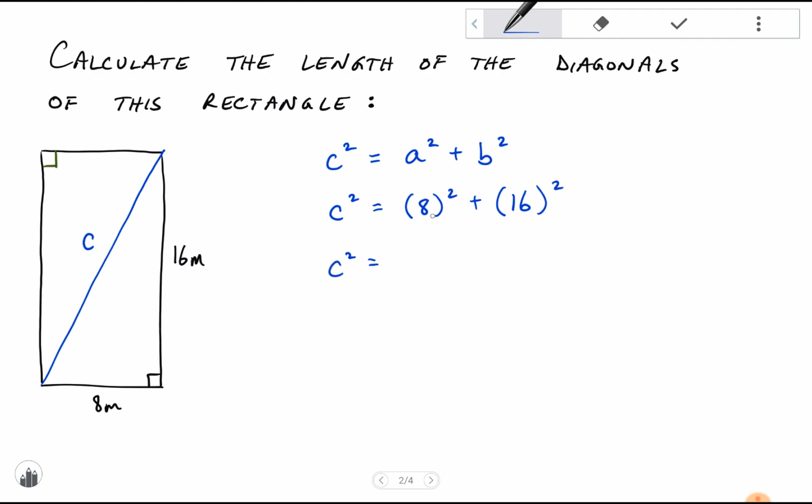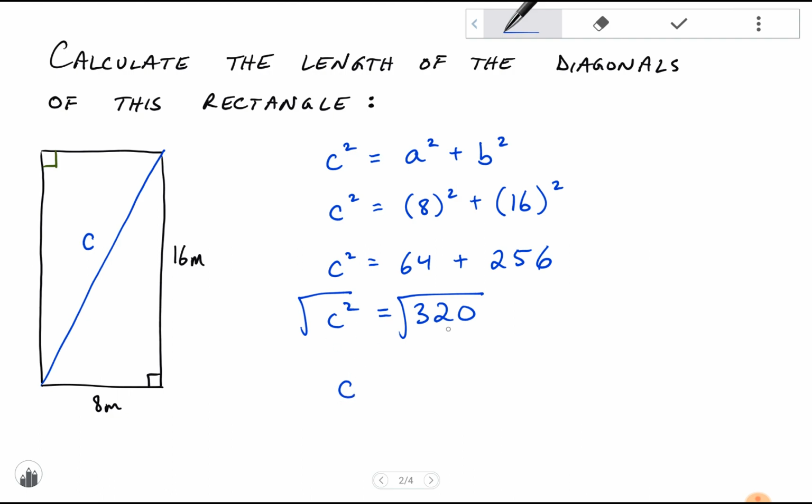So c squared, 8 squared is 64. And 16 squared is 256. So c squared is, we add these two together and we get 320. So that's c squared. We want c. So if we square root c squared, we'll get c. And if we square root the left side, we need to square root the right side. So we get square root of c squared here, leaves us with c.